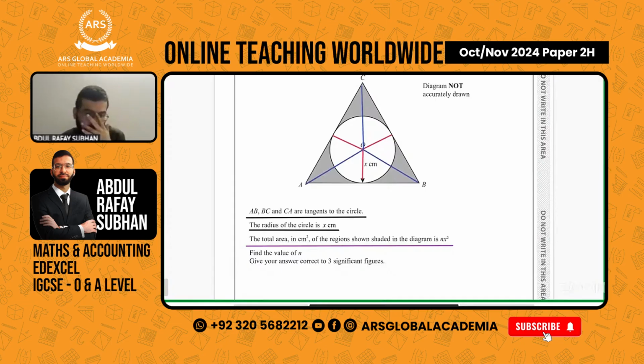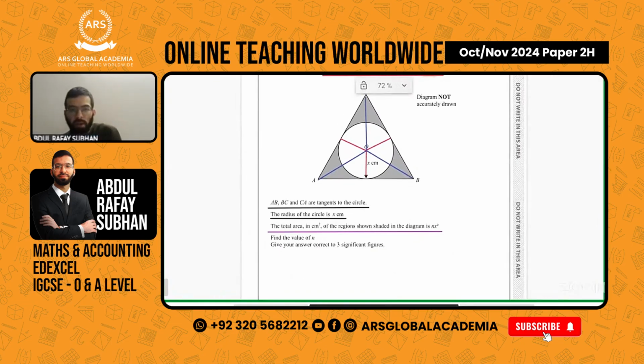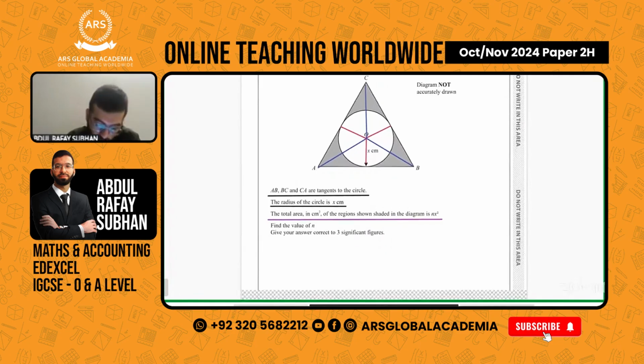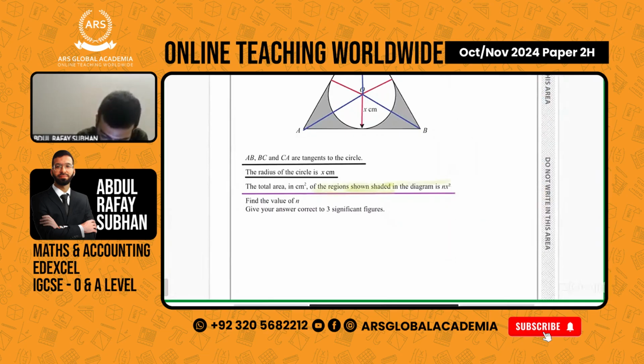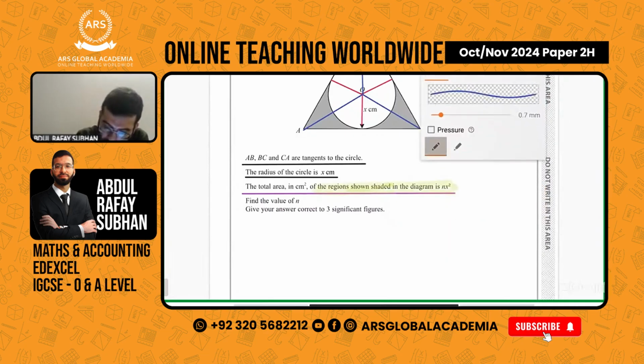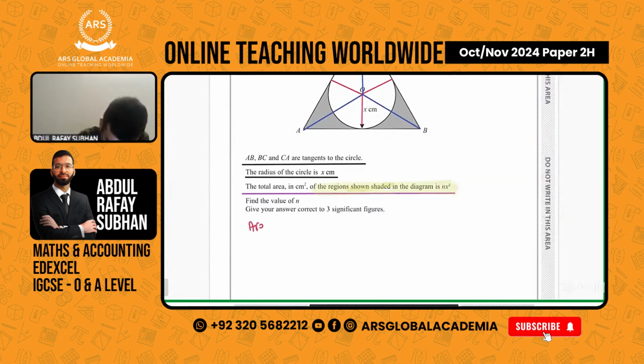We have done it in the test as well, so we are doing it again, as it's a confusing one. We just have to get the area of the triangle minus the area of the circle to get the shaded region. Okay, that's 100% clear. The answer is always going to be n x squared. So I'll write it down: the area of the shaded region is basically the area of the triangle minus the area of the circle.